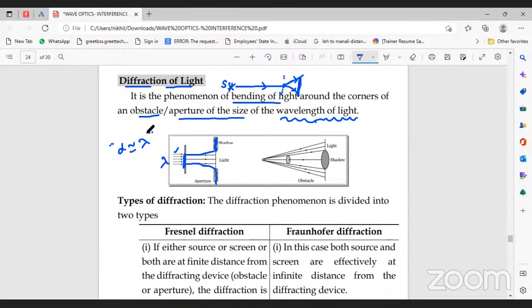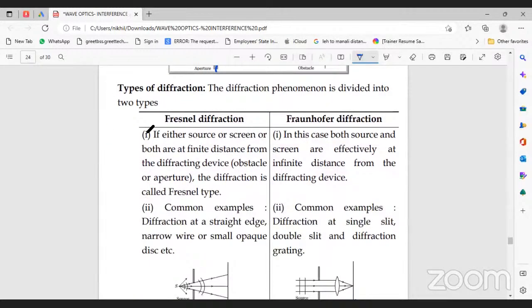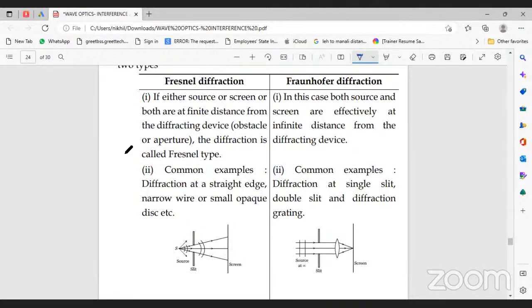There will be two types of diffraction. One is called the Fresnel diffraction. The other one is called the Fraunhofer diffraction. One is the Fresnel diffraction, the second one is the Fraunhofer diffraction.